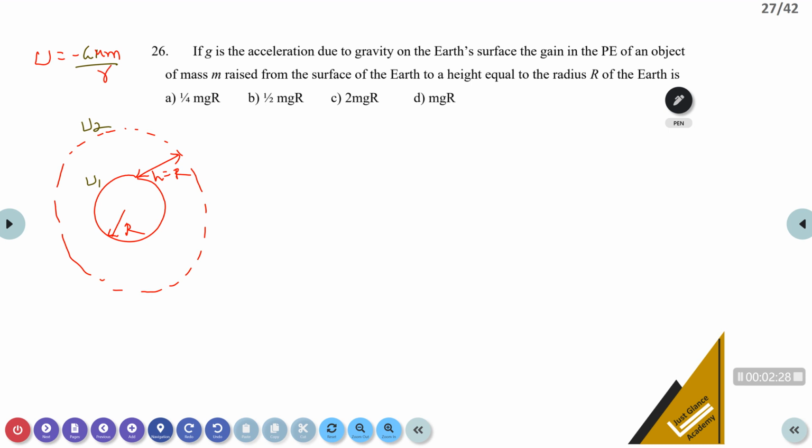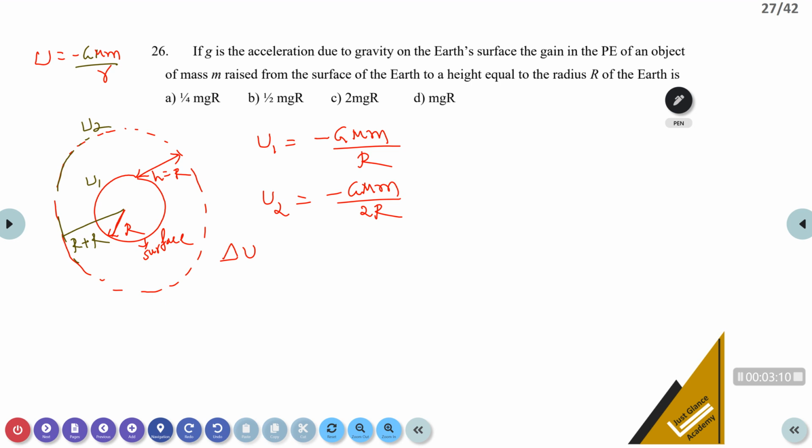You know the formula, U equal to minus G M m divided by r. First, U1 equal to minus G M m divided by R, where capital R is on the surface. And another one is at this height above the surface. From here to here, it is R plus R, so U2 equal to minus G M m divided by 2R. Remember, students, as you go above, potential energy always increases. So delta U equal to U2 minus U1.